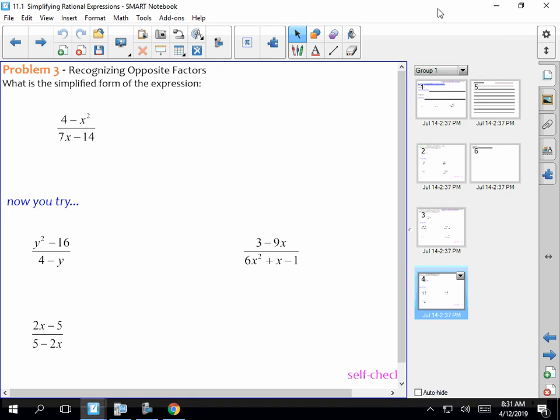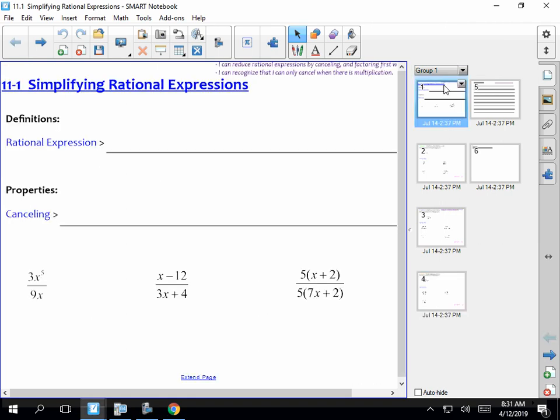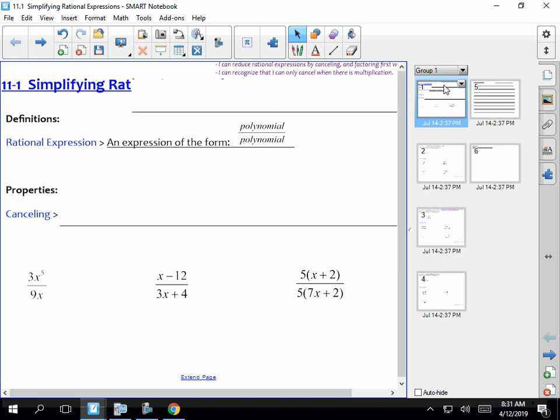Today, a rational expression is an expression of the form polynomial over polynomial. So in other words, a rational expression is just a fraction. But these are algebraic fractions, so they have letters on the top and bottom. So polynomial expression over polynomial expression.